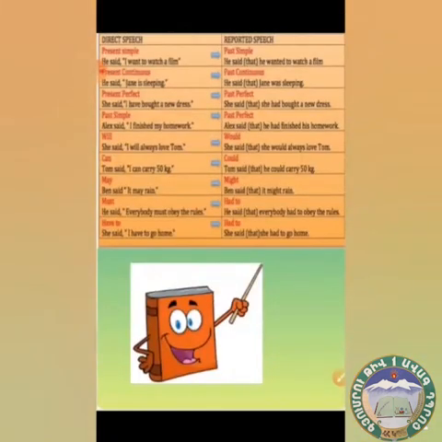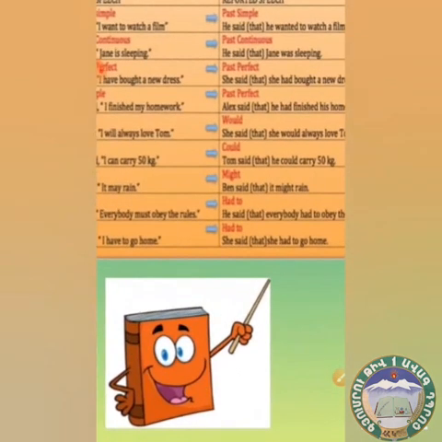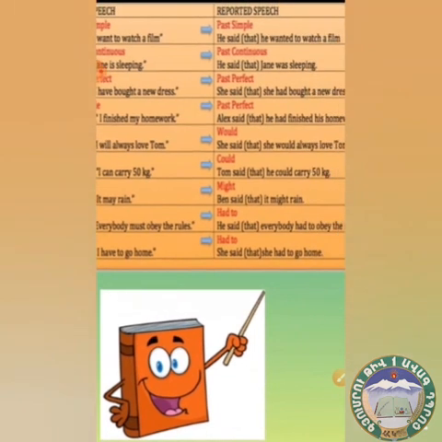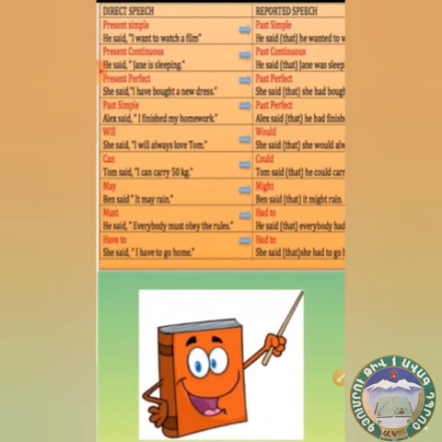When we change direct into indirect, verb tense usually changes and we need to go back a tense. Present simple. I said, I want to watch a film. Changes into past simple. He said that he wanted to watch a film. Present continuous. He said, Jane is sleeping. Changes into past continuous. He said that Jane was sleeping.